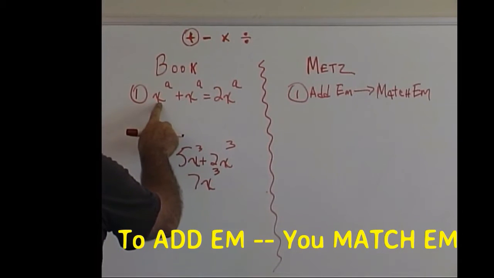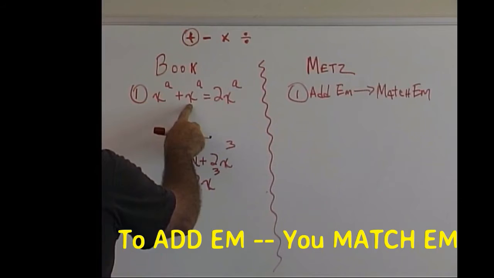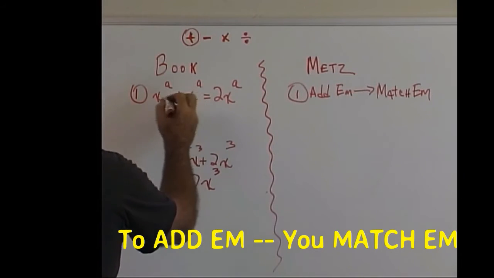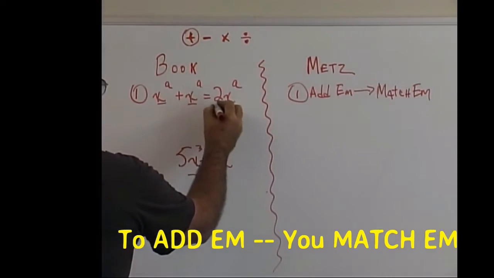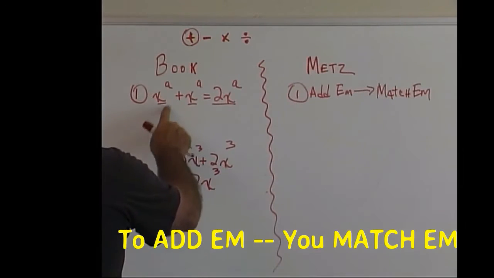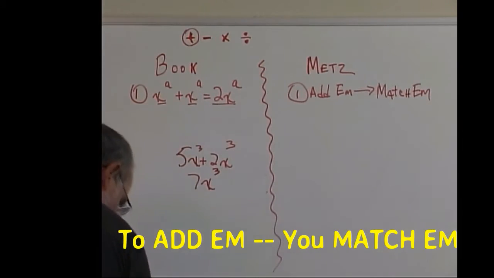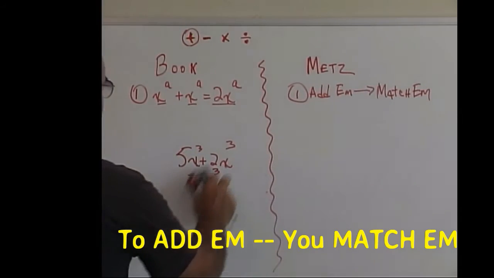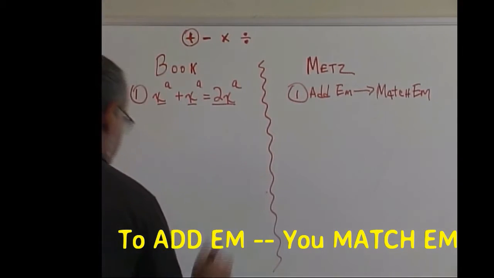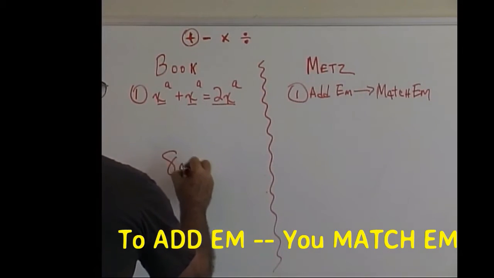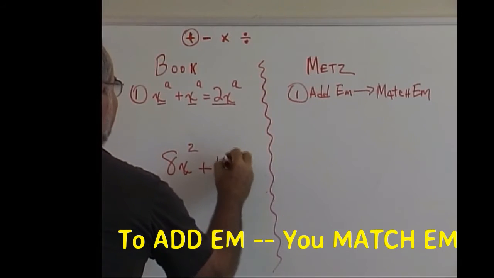All right, let's look at the book rule. If I got one of these things called x to the a, and I got another one of these things called x to the a, I got one of them, and I got another of them, which gives me two of them. X to the A's and X to the A's give me X to the A's. 1 and 1 gives me 2. All right, to do the problem. Now, I don't have to spend time here because we've already done this when we were simplifying and doing sine rules. All right, so what you need to do is you need to know what is 8X squared plus 10X.